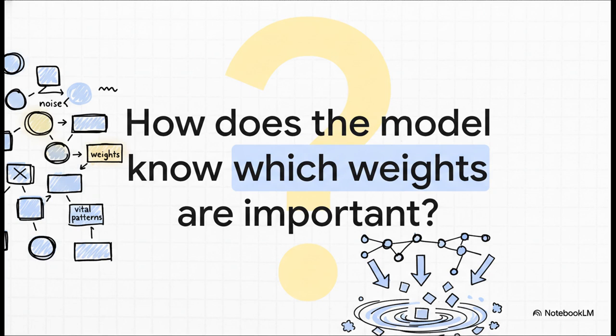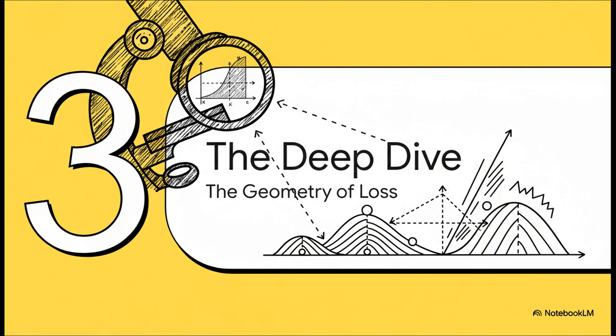How on earth does the model know the difference between a weight that represents a really important pattern and a weight that just latched onto some random noise? To answer that question, we have to go way deeper. So yeah, we need to put this whole process under a microscope. We're going to move past the simple mechanics and explore the actual shape, the geometry of the loss function itself, because that's where the really profound principle is at work.